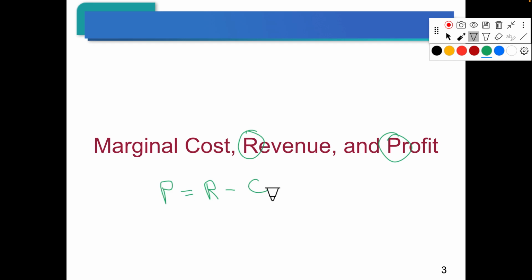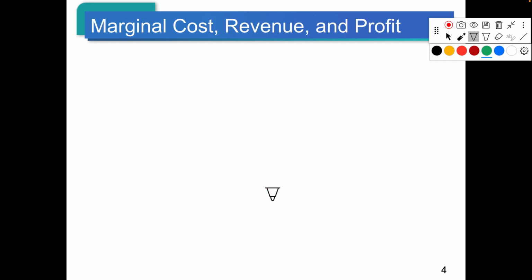And again, simple, but it's also very simple when reading a problem to confuse revenue and profit. I do it all the time. Not on purpose, but it happens. Okay, so again, this is going to be a little bit more wordy.